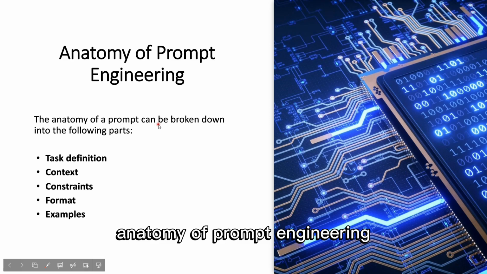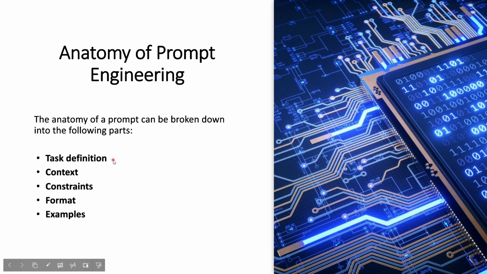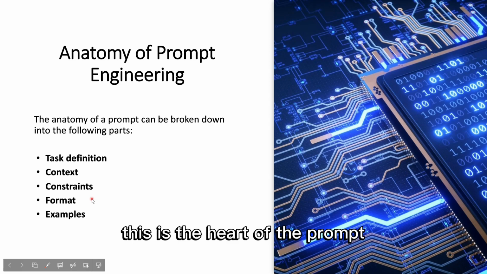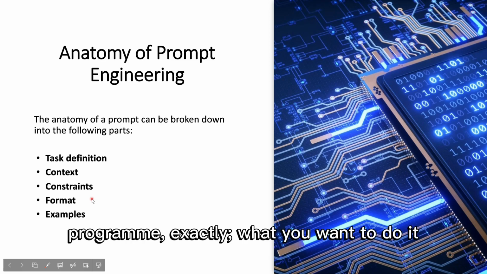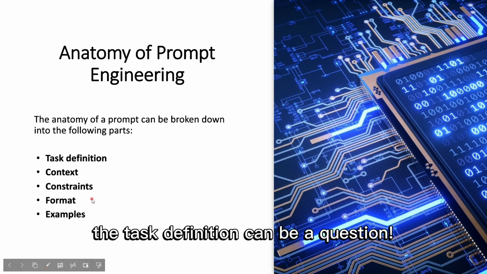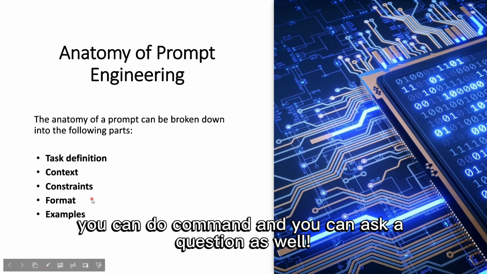Anatomy of prompt engineering. The anatomy of a prompt can be broken down into the following parts: task definition, context, constraints, format, and example. The task definition is the heart of the prompt, the core instruction that tells the computer program exactly what you want it to do. The task definition can be a question, a command, or a request. You can make a request, you can give a command, and you can ask a question as well.